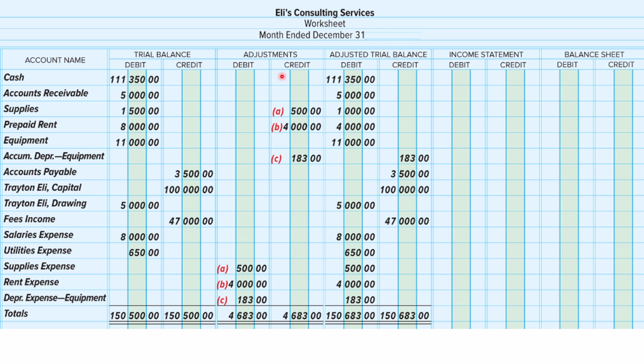The balance in the trial balance columns was $111,350. There was no adjustment in the adjustment column, and therefore the amount in the adjusted trial balance column is $111,350. On the other hand, the supplies account had a debit balance in the trial balance of $1,500, but a credit in the adjustment column, which reduces the remaining debit balance to $1,000. When you've completed the adjusted trial balance amounts for all accounts, total both columns and ensure that both debits and credits are the same.